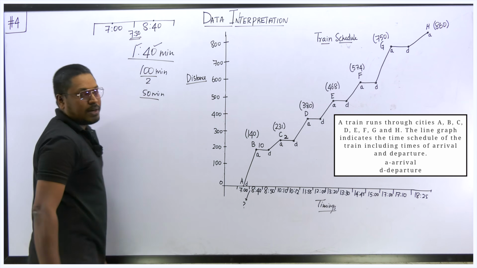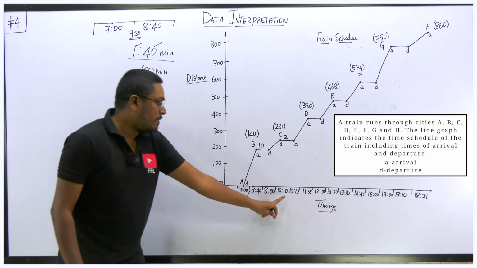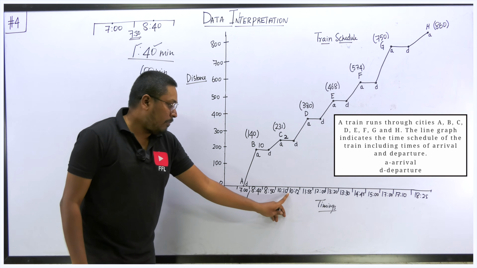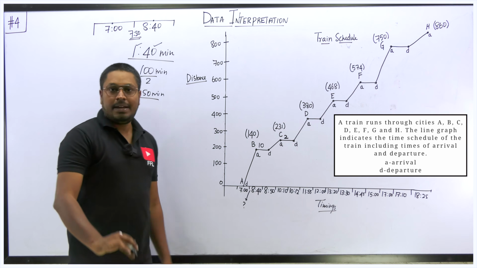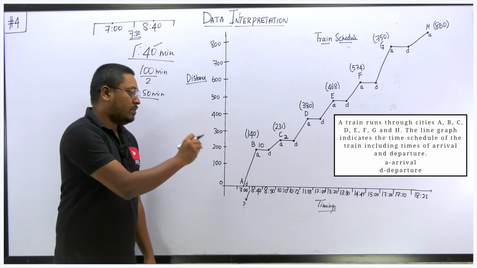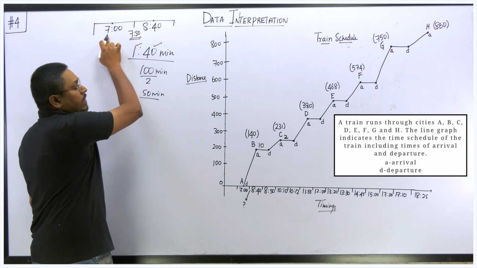So friends, understood or not? Similarly, in order to find the next station, you have to find the difference. For example, here you can see 10:10 and 10:12, so the center point will be 10:11. In case they ask any question similar to that, you have to find that value. So friends, understood? 1 hour 40 minutes is the difference.